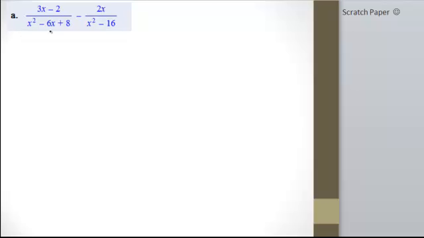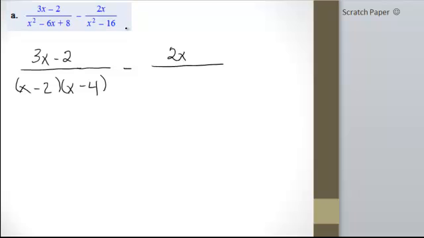Okay, let's have a look at subtracting these things. In this numerator, it's already in completely factored form, so I'm just going to write it like it is. The denominator, we can factor that one into factors of 8 that add up to -6, which would be -2 and -4. And this denominator is a difference of squares, so we can factor it into x plus 4, x minus 4.